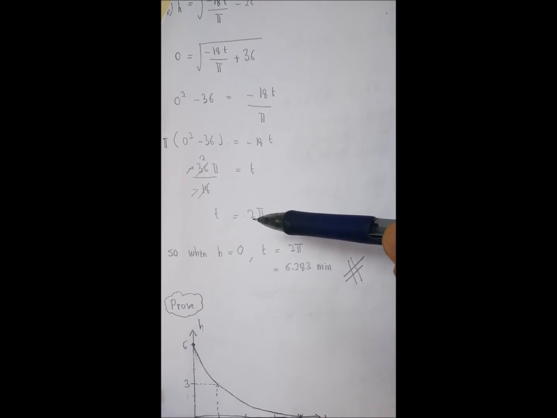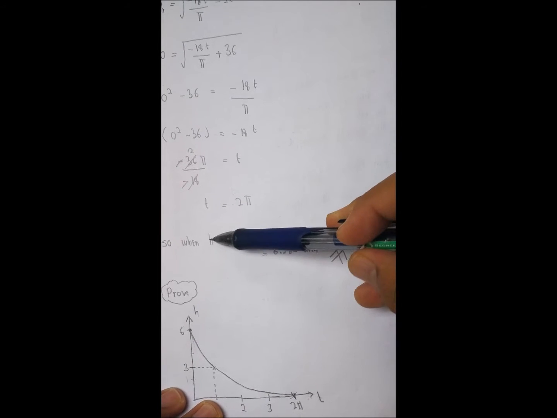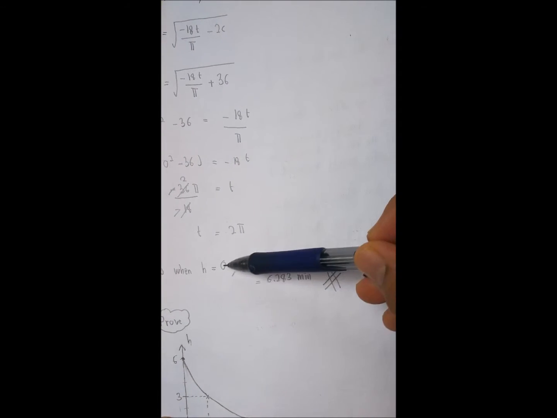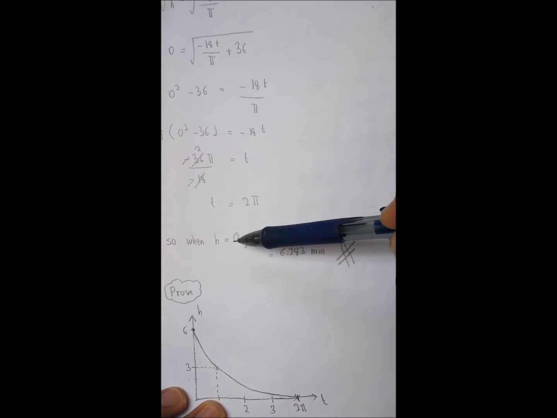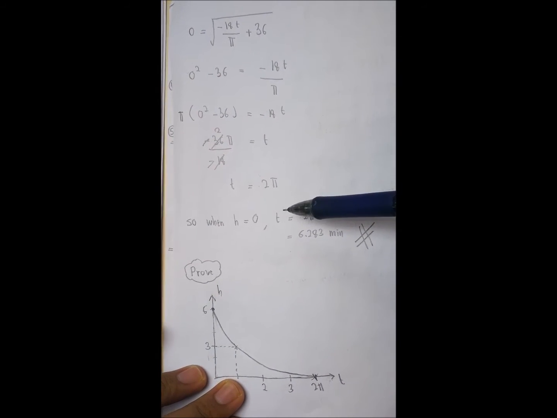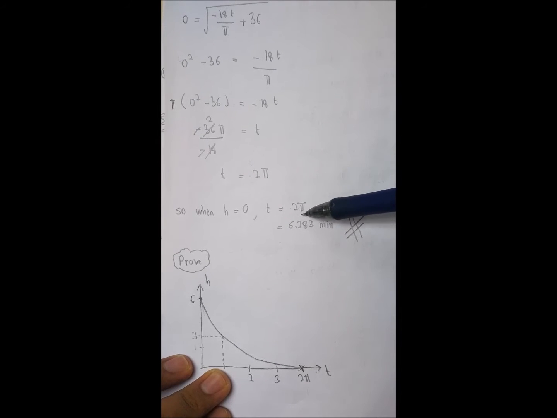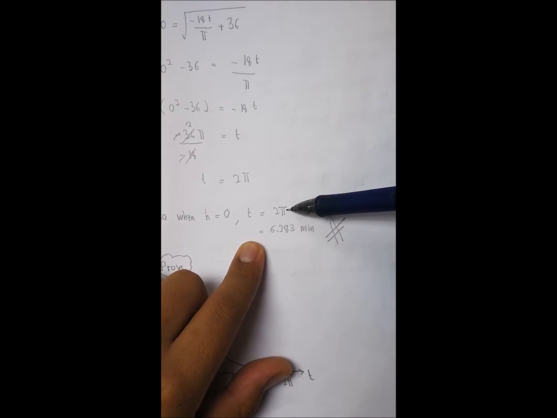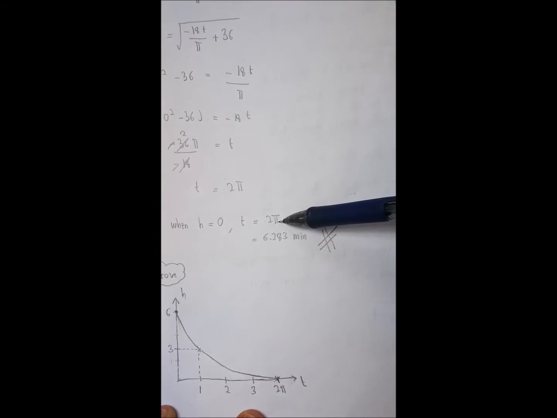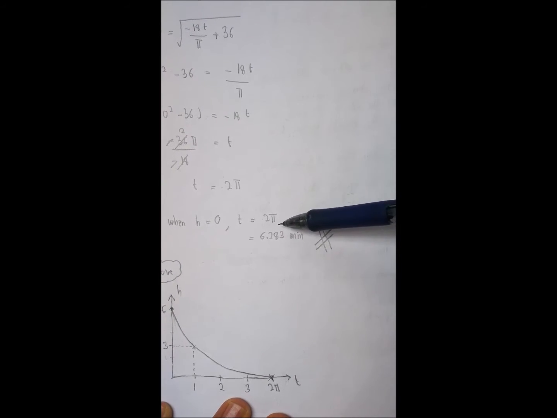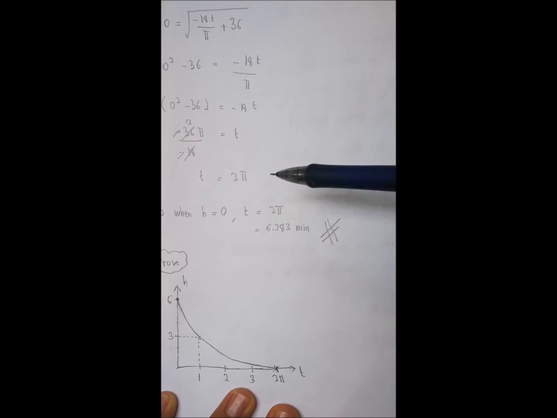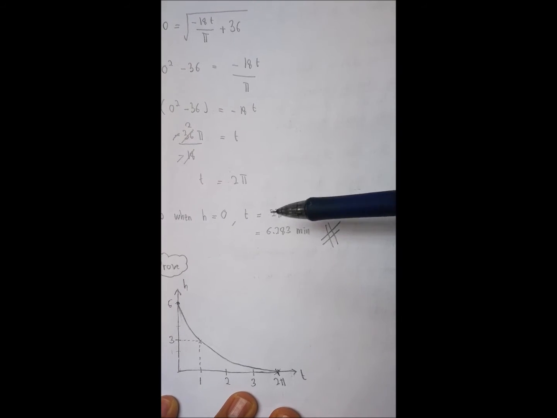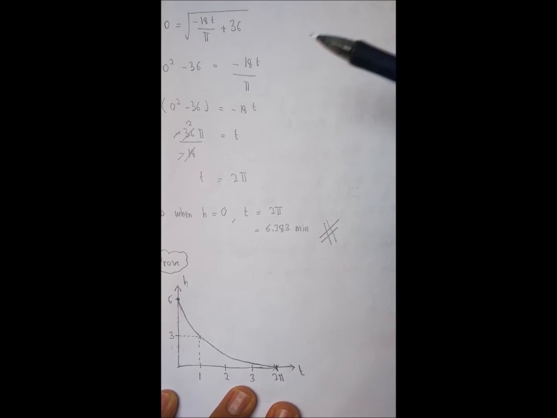So we knew when h is equal to 0, which means the water in the tank is finished, the time will be equal to 2 pi. Then we substituted the value of pi, which is 3.142, into the equation, and we've got ourselves the value of t is equal to 6.283 minutes.